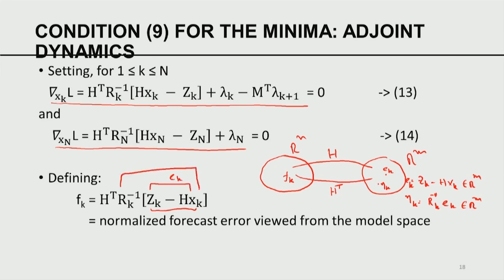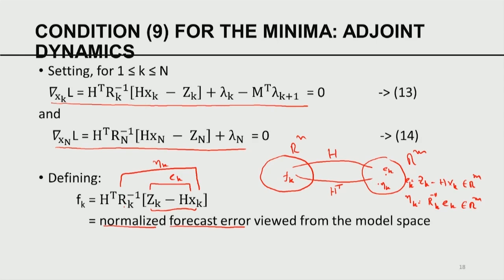This is eta of k. H transpose eta of k is f of k. I hope that is clear. Therefore, we can interpret f of k as the normalized forecast error. So, zk minus h of k is the forecast error. Dividing by rk minus 1 is a form of normalization or weighting.